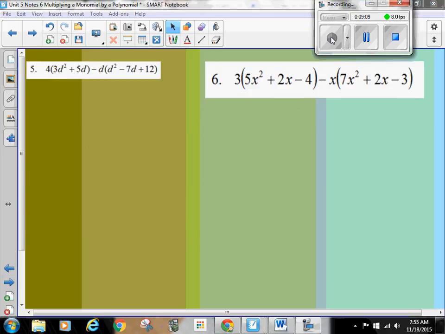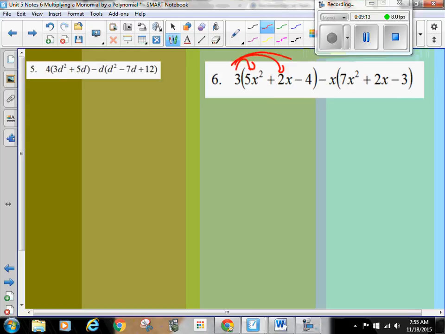All right, let's take a look at problem 6 here then. The first one, we're just going to multiply a 3 to everything. So actually, I'm just going to do that multiplication straight out for you and not write it out individually. So 3 times 5x squared gives me 15x squared. 3 times 2x gives me 6x. And 3 times negative 4 gives me negative 12.